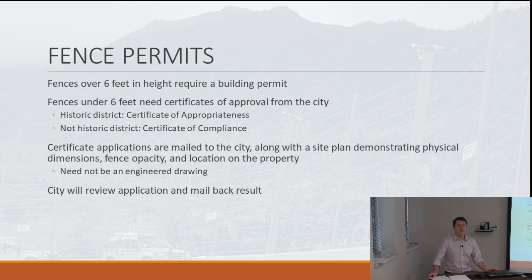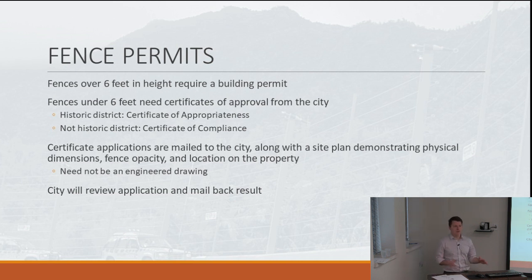However, you are going to need to get a certificate from the city that your fence plan is good to go. If you live in a historic district, that's going to be called a certificate of appropriateness. Most people don't, so this is going to be something called your certificate of compliance. This is a form you can find online. It's pretty straightforward. You just fill out what you want to do, and you submit it to the city along with a site plan that demonstrates where you want to put the fence.